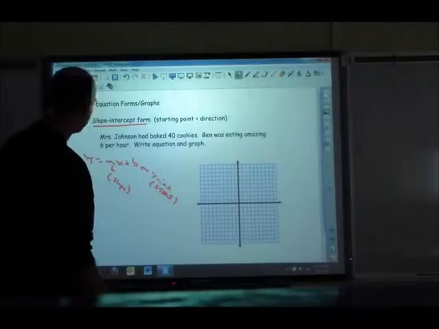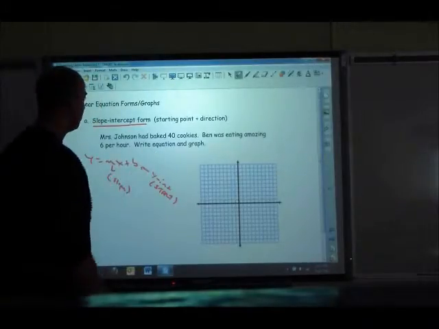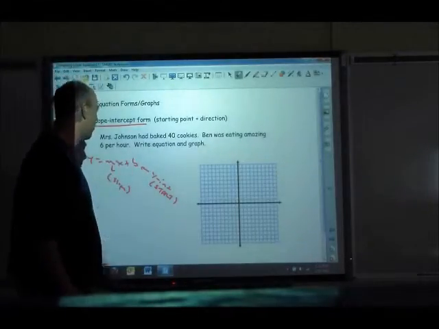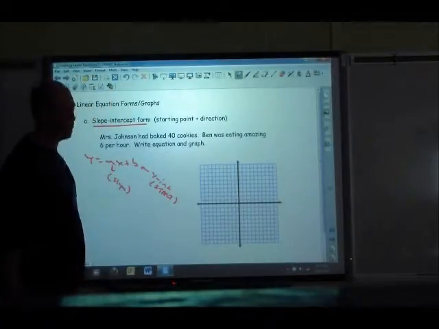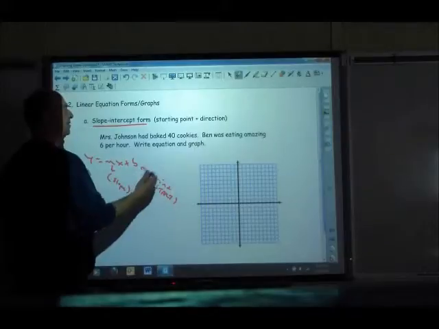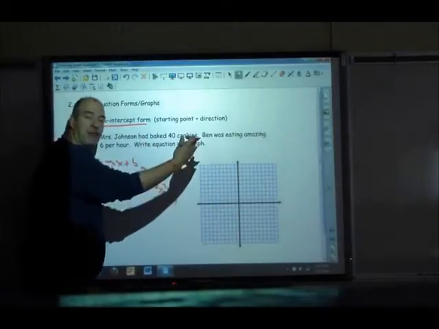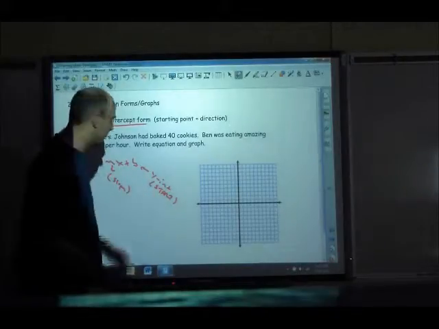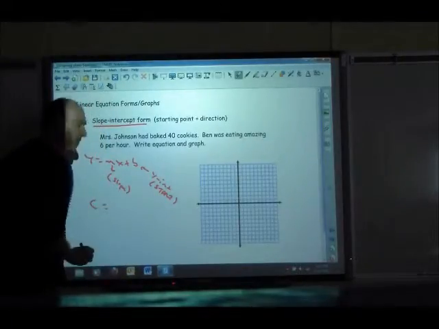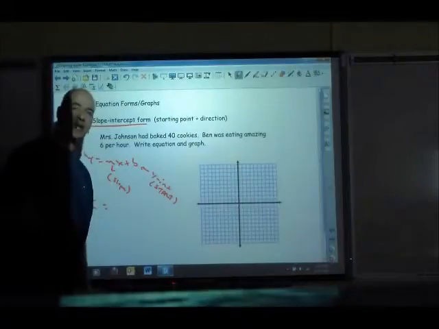Johnson. Okay, she baked 40 cookies. Ben was eating an amazing 6 per hour. That's not that amazing. I think I could do better than that. Write an equation and graph. So typically, you guys, you pick a letter that makes sense for the equation. So you're talking about cookies, you could use C for that. So cookies. And I would ask, is there a starting point?